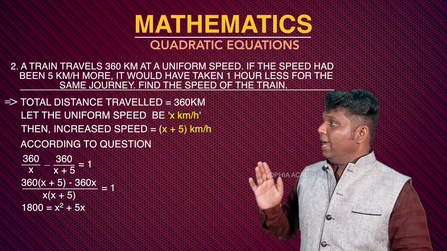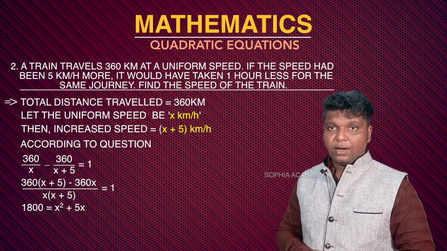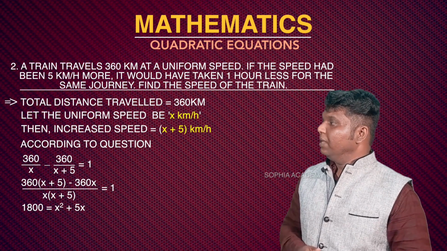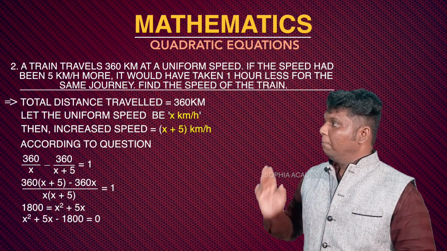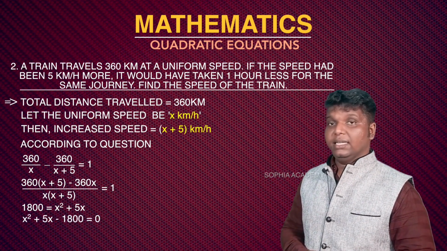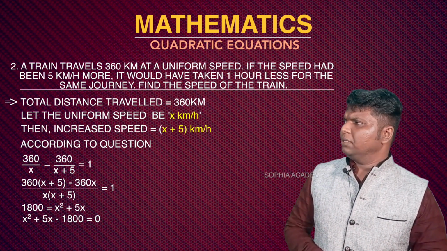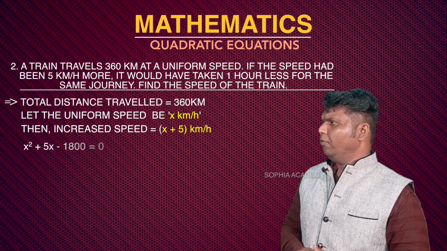Cross multiplying and solving this equation, finally what you will get? 1800 is equal to x square plus 5x, right? Now let us bring that into the general form of a quadratic equation. It will become x square plus 5x minus 1800 is equal to 0. This 1800 is the last term. What about the first term? It is x square itself. So I think I will go for splitting the middle term.